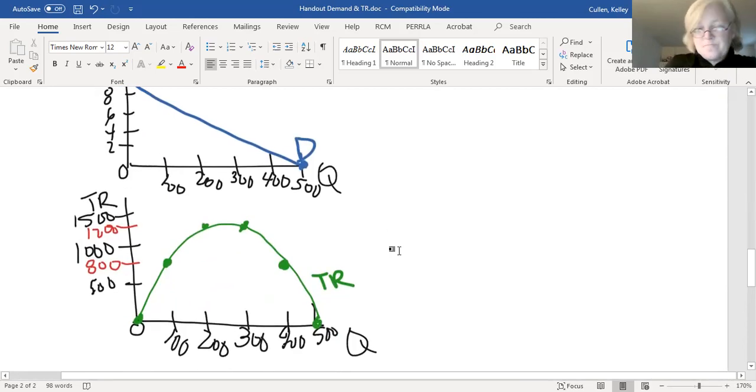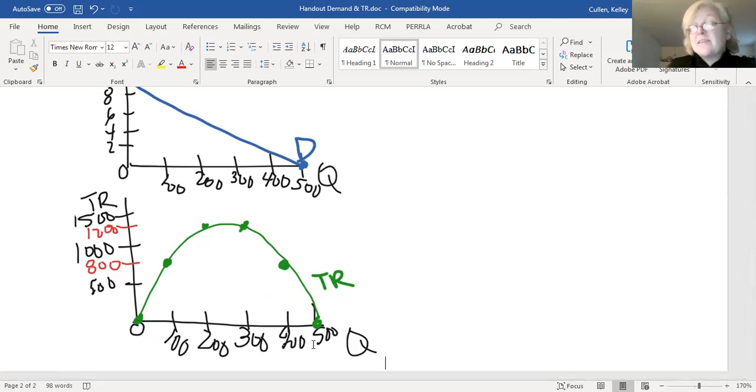Underneath that, I stacked it so that the horizontal axis, the one that has the Q on it, is the same for the top graph and the bottom graph. Those are identical. They go 0 to 500, and they should kind of line up. The 100s should line up, 200s, 300s, 400s, and 500s should be on top of each other. Isn't that cool? Now the vertical axes are going to be different, okay?